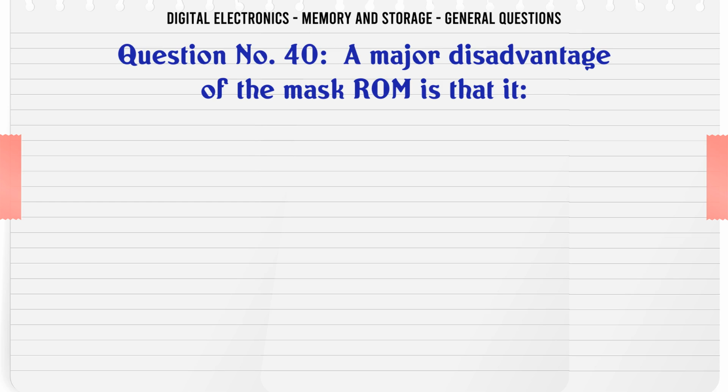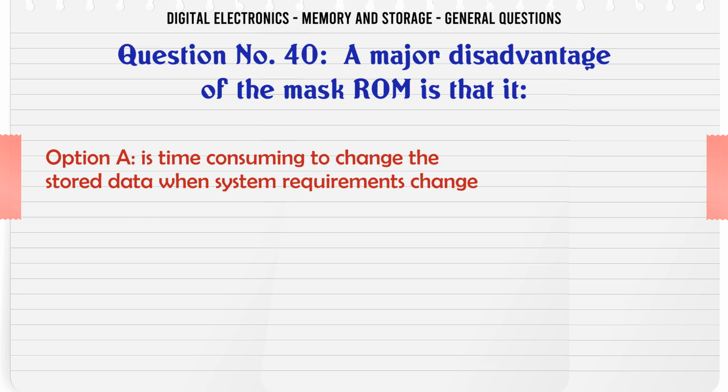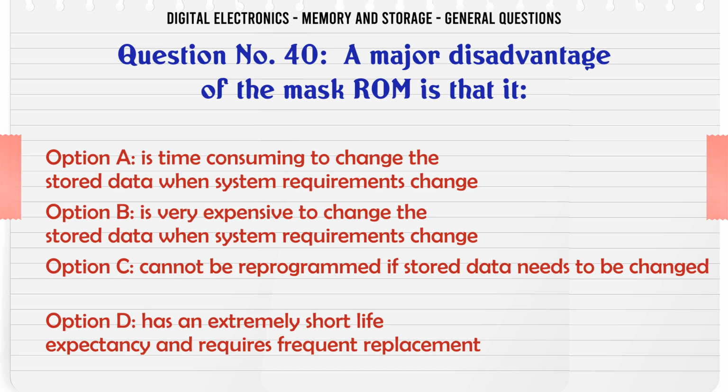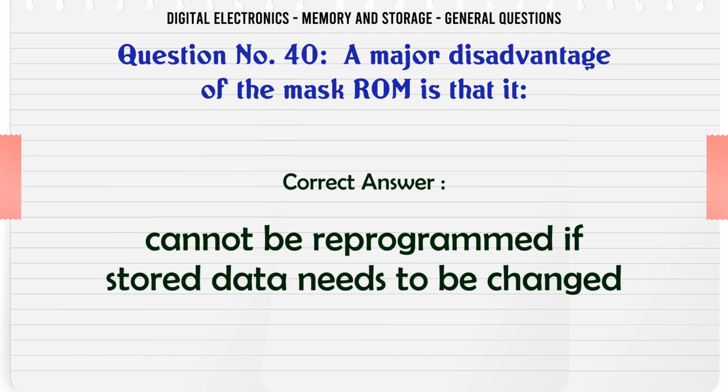A major disadvantage of the mask ROM is that it A. is time-consuming to change the stored data when system requirements change. B. is very expensive to change the stored data when system requirements change. C. cannot be reprogrammed if stored data needs to be changed. D. has an extremely short life expectancy and requires frequent replacement. The correct answer is cannot be reprogrammed if stored data needs to be changed.